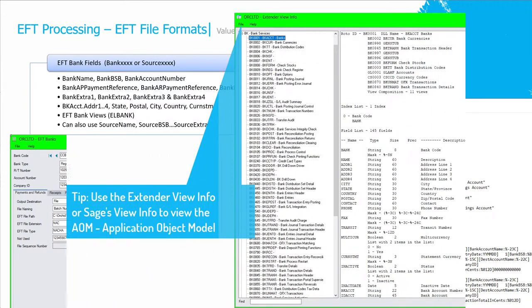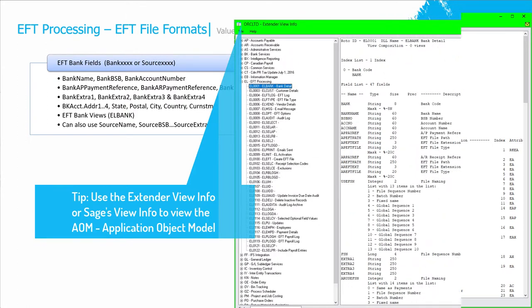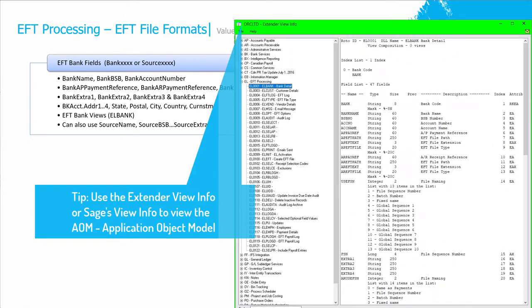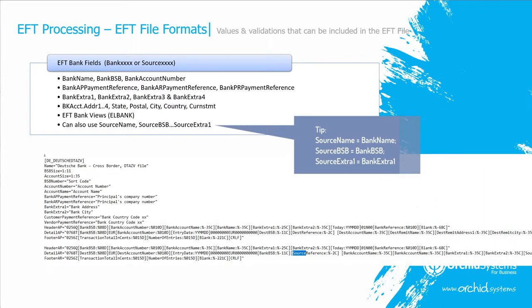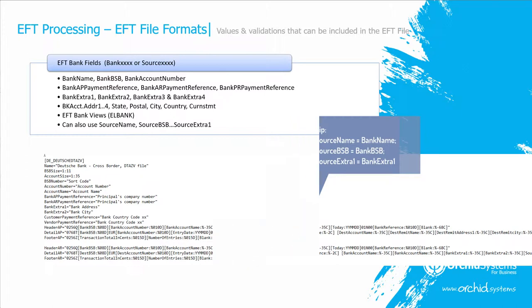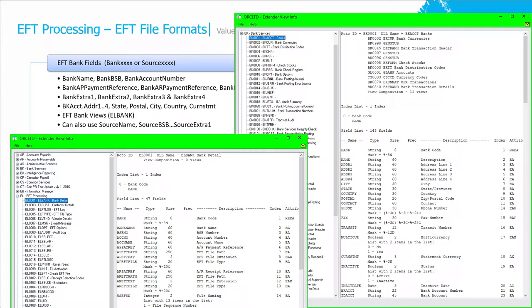You can also use any field from the BKACCT view and from the EL Bank view. These fields are sometimes called source name, source BSB, source extra one, etc. And to see what the field names are, you can use the object model for the appropriate views.